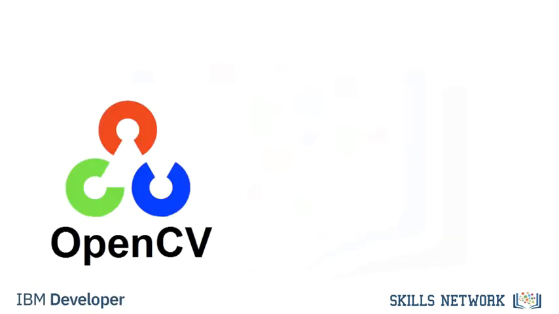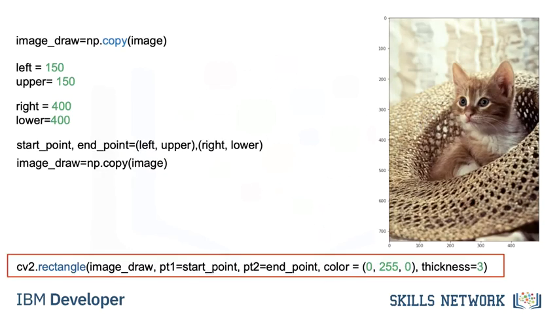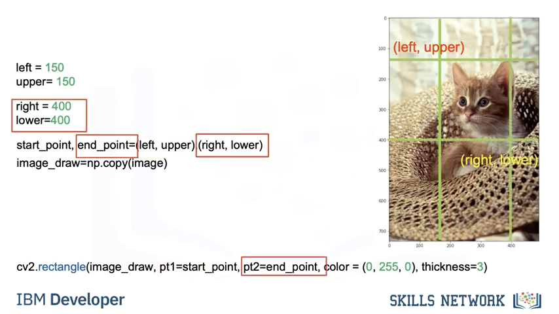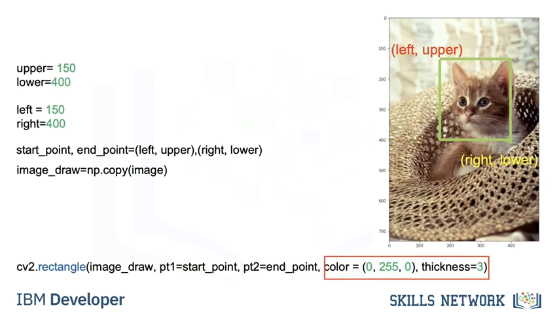We can also use OpenCV functions to perform pixel manipulations. We can also create shapes in OpenCV. We can use the method rectangle. The parameter pt1, that is left top, is the top left coordinate of the rectangle. Pause the video and take a look. pt2 is the bottom right coordinate, right and lower point. Finally, we have the color and thickness.